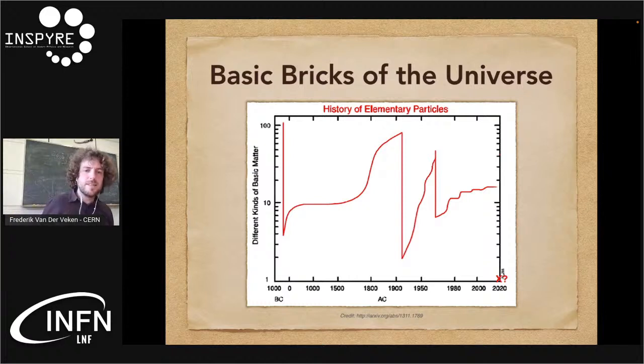What is on the vertical axis? The number of particles that humans believed are the fundamental bricks. There was a moment where people believed that everything was built of 4.